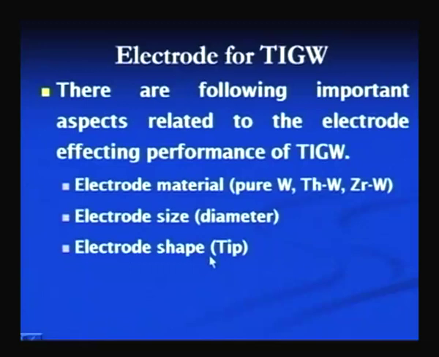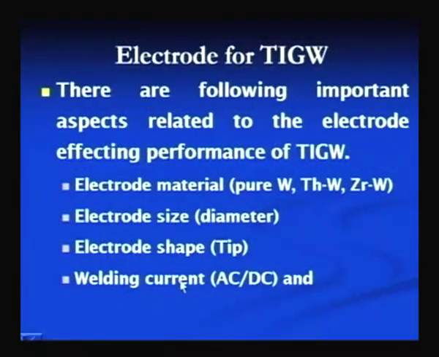Shape of the electrode: what kind of electrode tip has been shaped? Is it ball shaped, square ended, or the tapered one? That affects the weld bead cross section and the depth of penetration which is produced by the arc in the weldment. So, the cross section of the weldment and its penetration is governed by the shape of the electrode tip, and the type of current which is to be used. Different electrodes will give different performance in terms of arc stability, the life of the electrode and the cleaning action.